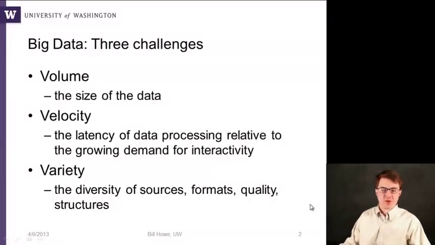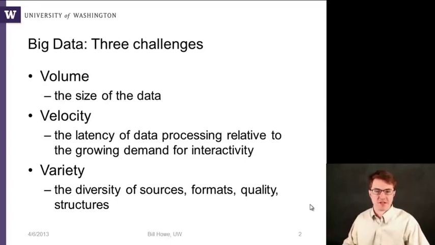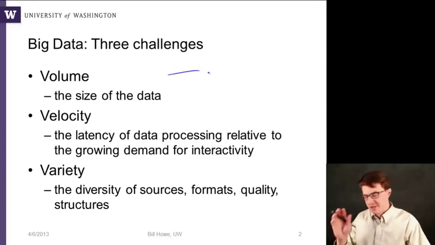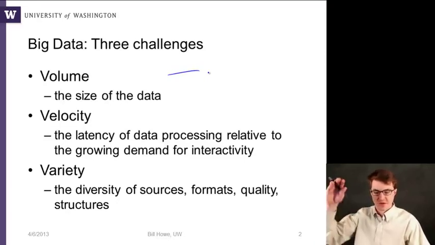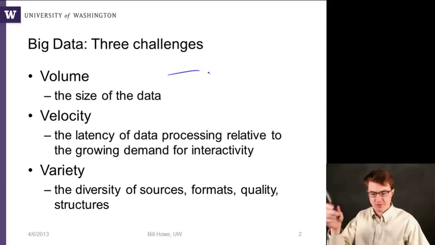Okay, so probably the main thing to recognize is this notion of the three V's of big data, which are volume, velocity, and variety. And we talked a little bit about this in a previous segment. So just to repeat, volume is the size of the data, measured in bytes or number of rows or number of objects or what have you, sort of the vertical dimension of the data.